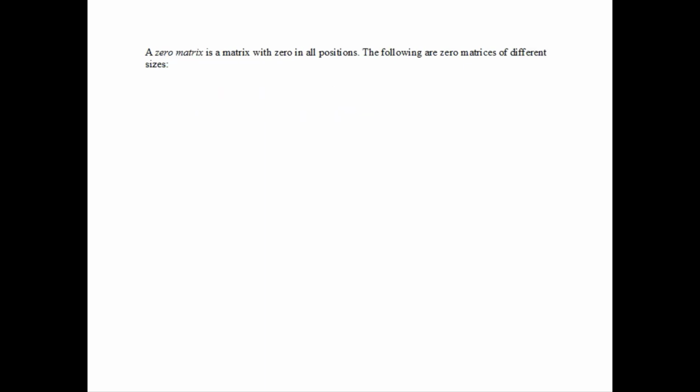A zero matrix is a matrix with 0 in all the positions. Here is a 2 by 2 zero matrix. Here is a 3 by 1 zero matrix. That's a column matrix. Here's a 2 by 3 zero matrix. Remember, when we talk about the size, we always list the number of rows first and then the number of columns.